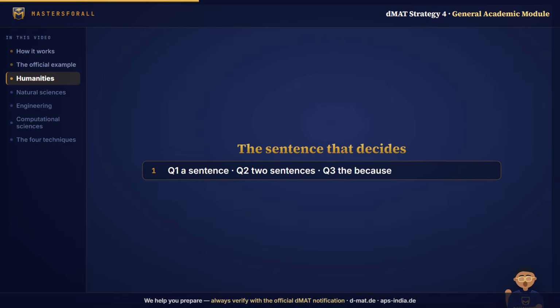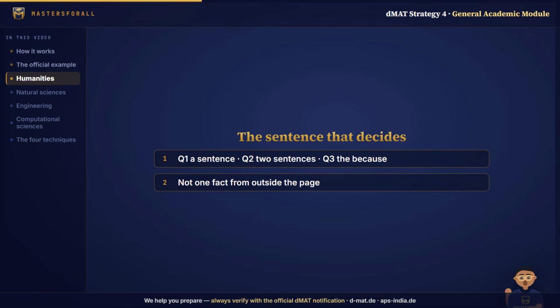Option A. 5 questions in a subject none of you have studied. Question 1, a sentence. 2, 2 sentences. 3, reading the because. 4, 1 sentence, read in the right direction. 5, 3 sentences at once. Not one fact from outside the page.